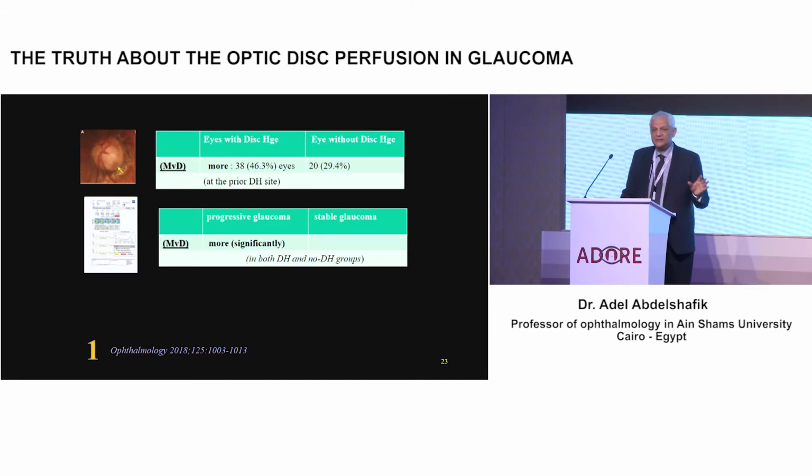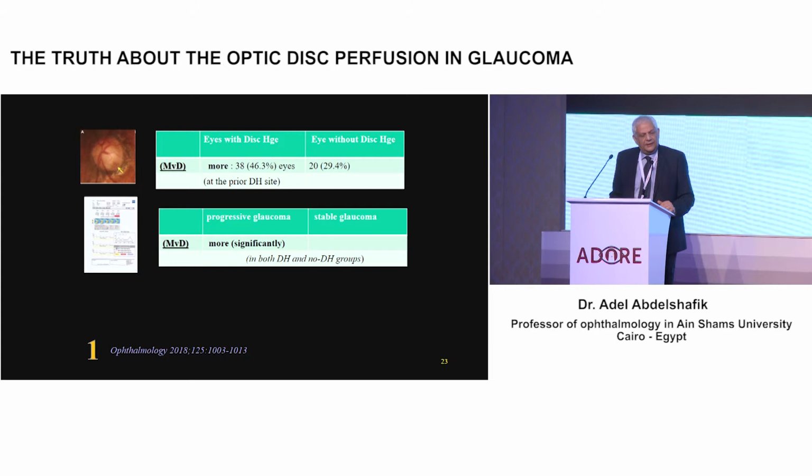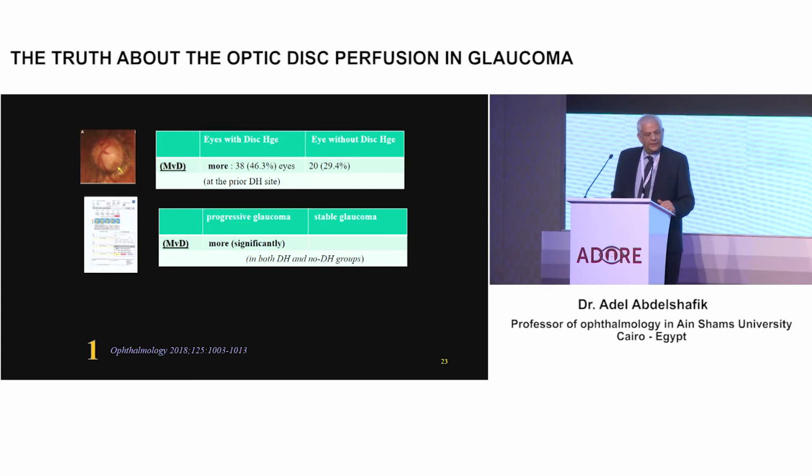I'll show you some of the studies that found a correlation between such a vascular dropout and glaucoma. This is the first one. Here, the authors checked cases with optic disc hemorrhage, and they found that eyes with optic disc hemorrhage get microvasculature dropout more. It's around 46% compared to eyes without disc hemorrhage, which was only 29%.